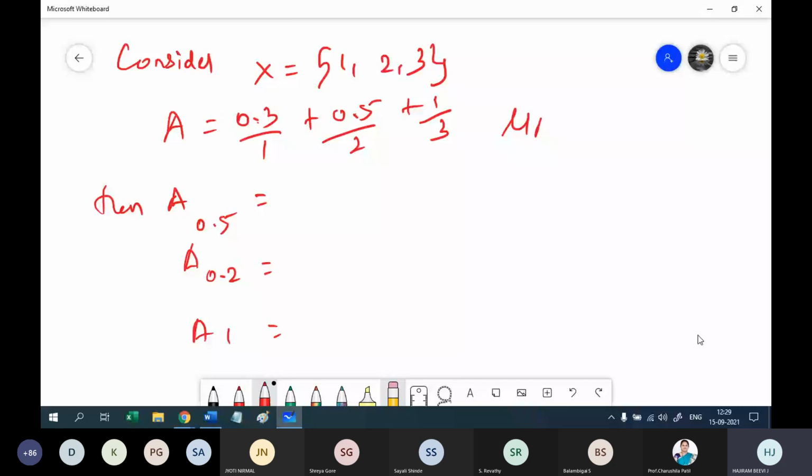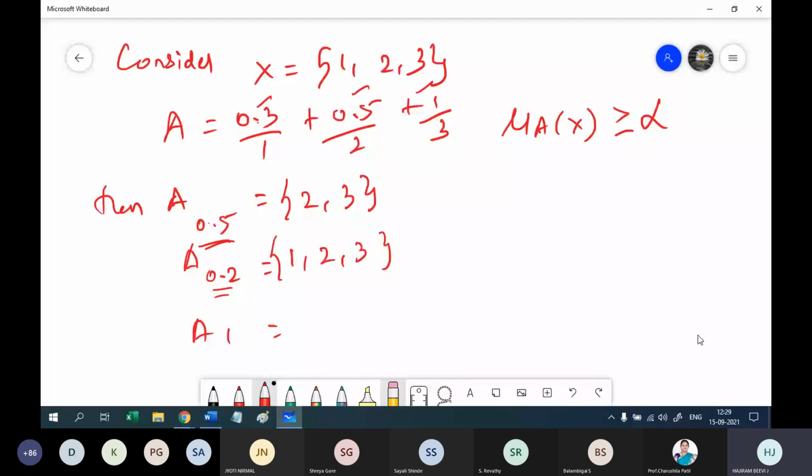Okay, here they are given 0.5. So we should consider the 0.5, then the values above 0.5. So these two only come for A 0.5. So that is 2 comma 3. Then the next one is 0.2. 0.2 means the membership value should be greater than or equal to 0.2. So these three come, which means 1, 2, 3. Then A1 means the value should be greater than or equal to 1. So this one only comes. So that is 3. So this is for alpha cut.